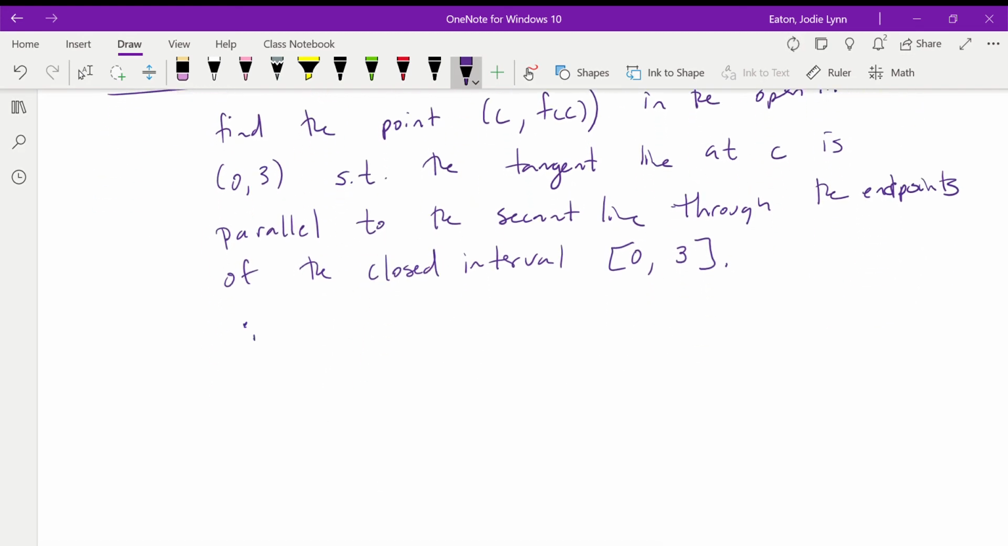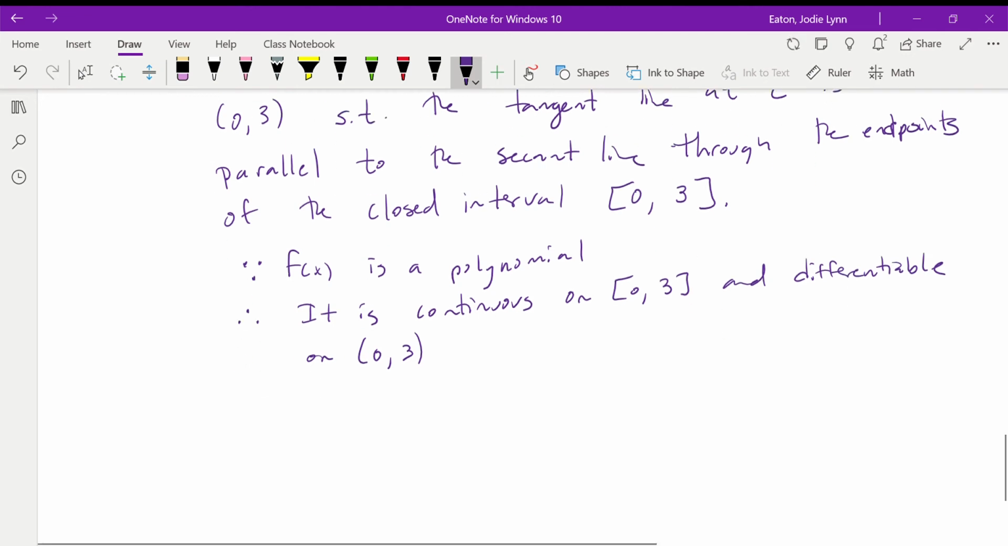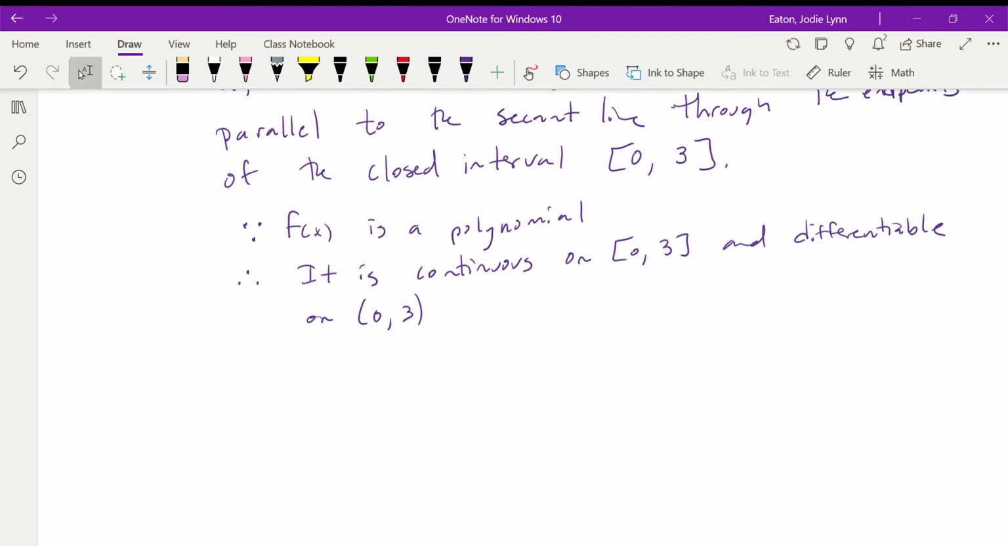Given, so we can use these three dots to say given, f of x is a polynomial. Therefore, it is continuous on 0, 3 and differentiable on 0, 3. Remember, if we're defining a function only on an interval, it can't be differentiable at the endpoints. We can't find the derivative at the endpoints. So we can use the mean value theorem.